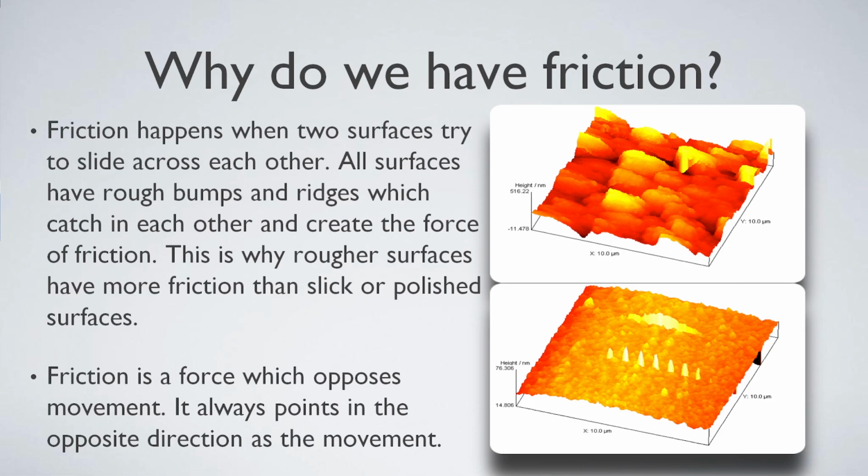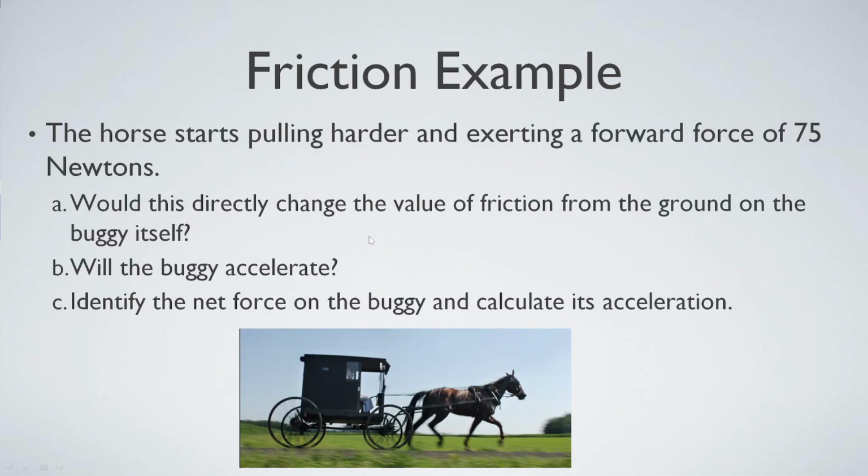Neither of those two conditions for friction change when the horse pulls harder. And so, for that reason, the horse pulling harder doesn't actually directly affect the value of friction. So that negative 65 that we found for friction before will still be the case.